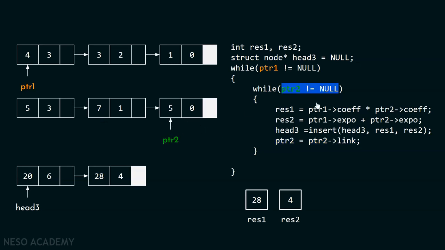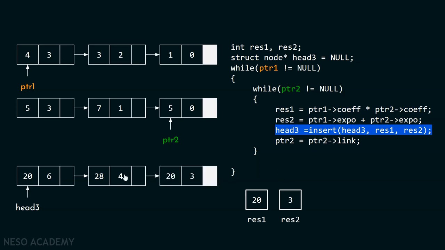And then we will again check, is ptr2 equal to null? We can clearly see that ptr2 is not null. So we'll get inside this while loop and then we will update res1 and res2 by these values. That is 5 into 4. Here 20 will get placed and here 3 will get placed, right? After this, we'll call the insert function once again, and this will insert the new node after this node because the exponent is 3 and here we have 4. The new node must be inserted after this node, right?